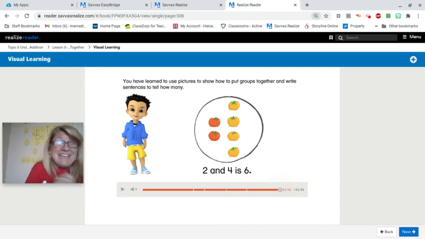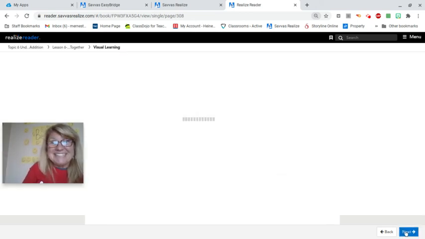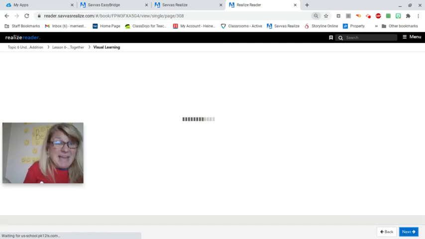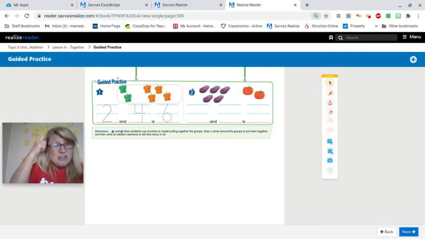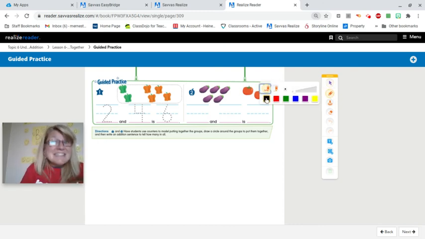I bet you've already put your animals together and wondered how many there were. Keep up the good work. Now we're just making sentences, math sentences to go with it. We learn reading sentences and math sentences. You're getting so smart. Grab your pencil and let's start.